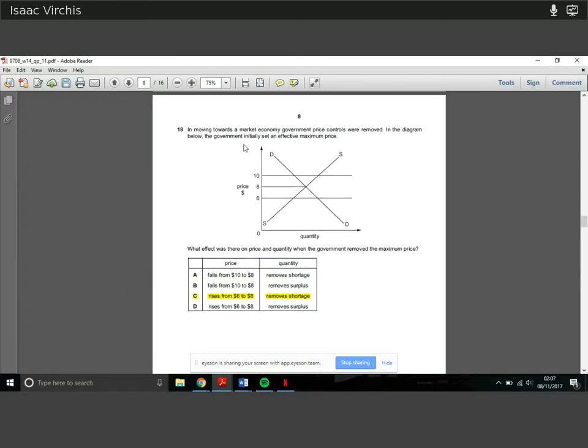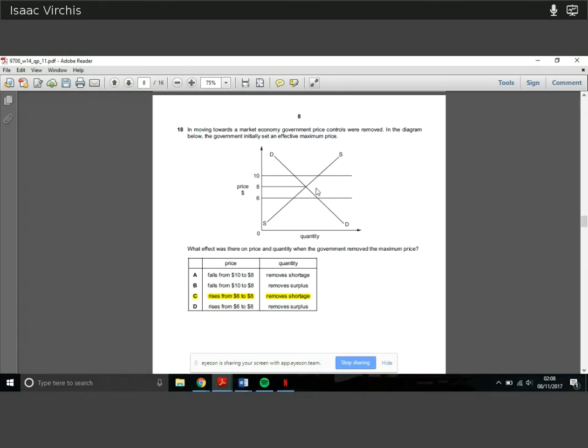Question 18. In moving towards the market economy, government price controls have been removed, and in the diagram below, we see the government initially setting a maximum price here. The government is setting the effective maximum price of 6, essentially. So what was the effect on price and quantity when the government removed the maximum price?